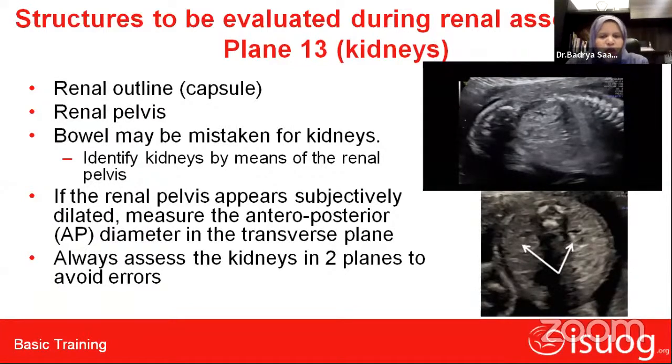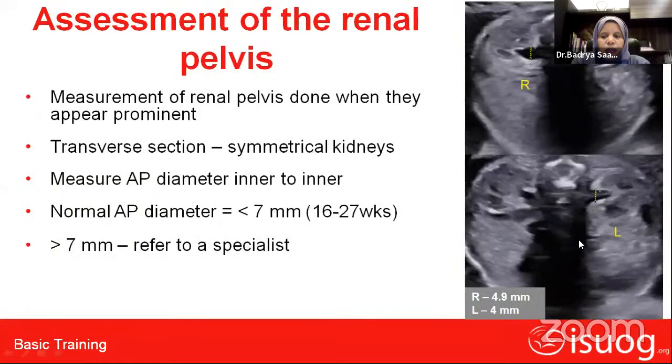But if you want to measure it, it should be in the transverse plane. So when you measure the renal pelvis, it should be in a transverse section where both kidneys are on both sides of the spine, and you get the anterior posterior diameter from inner to inner. And as I said before, it should be less than 7 millimeters, especially from 16 to 27 weeks. If it is more than 7 mm, then you need to refer to a specialist.